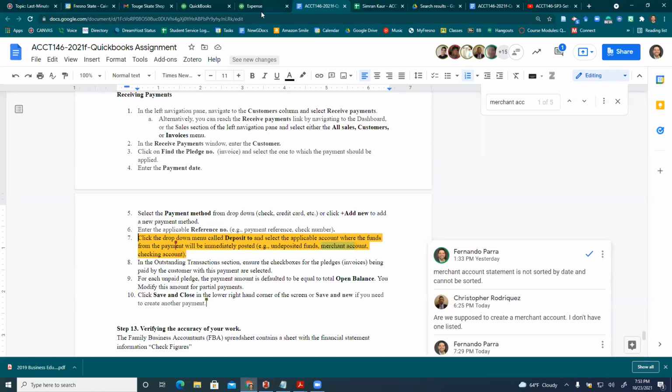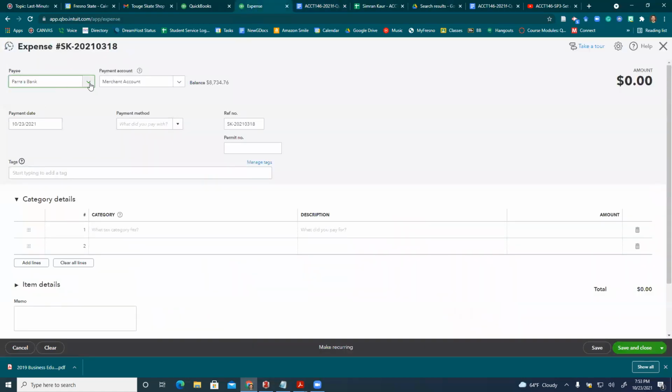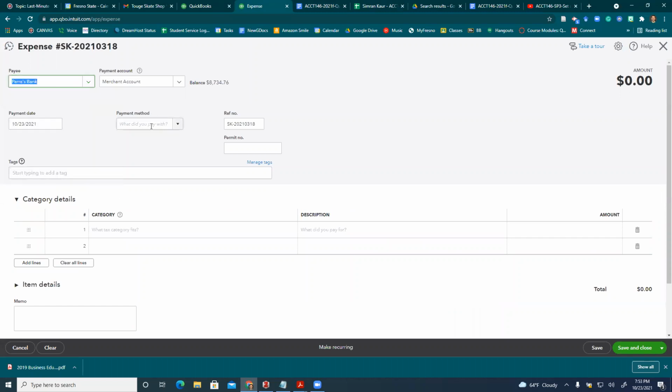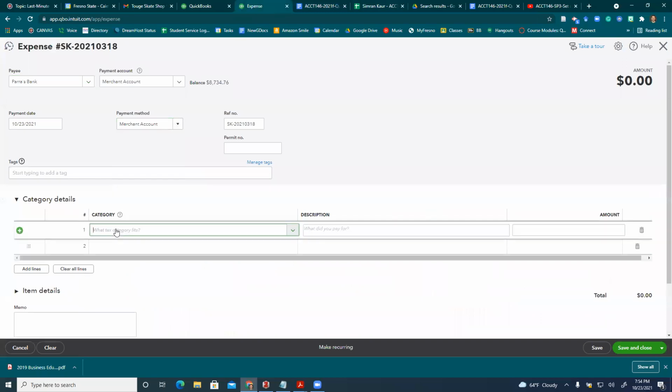Okay, let me go back to your expense. So in this case, it will be Paros Bank, but I guess it's already in there. Great. Payment method, merchant account. So it's through the merchant account direct. And then the category, there's no items, and you're going to have merchant fees. Merchant account fees.